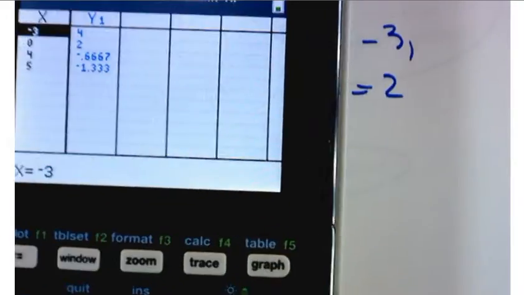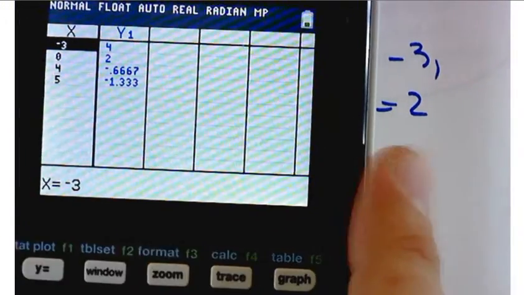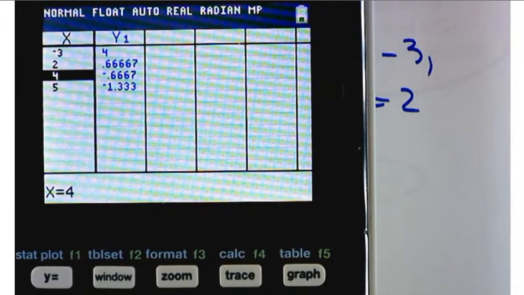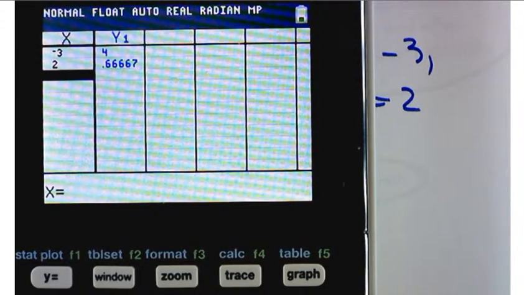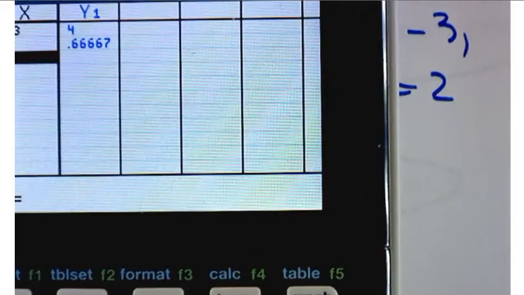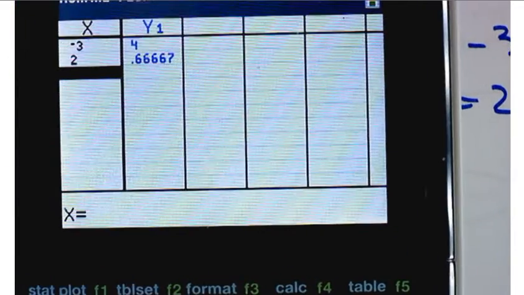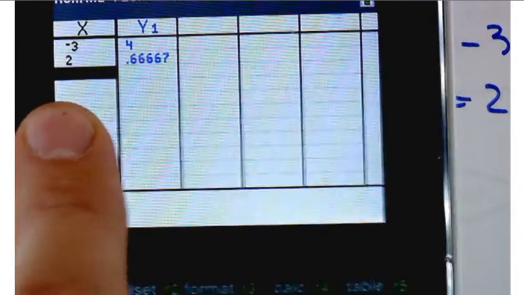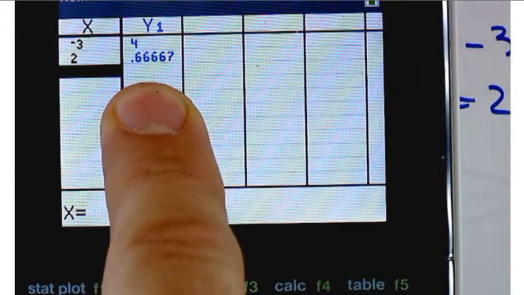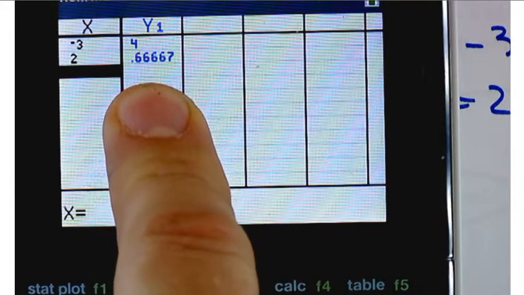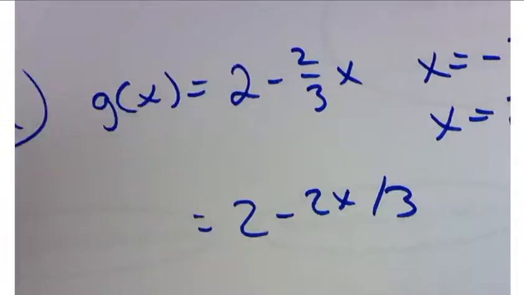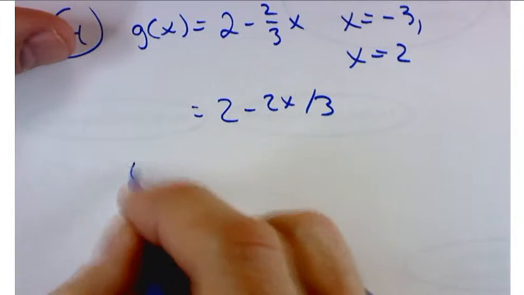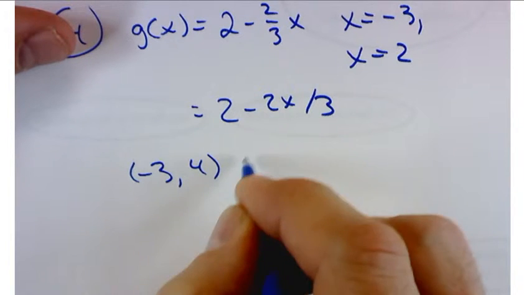We want to examine this function at a couple points at -3 and at 2. Now I'll delete those other 2 points with the delete key, second row down. So at -3, I get 4. Can anyone recognize what 0.666667 is? 2/3. So let's write it with the exact number as opposed to a decimal. -3, 4, and 2 and 2/3.